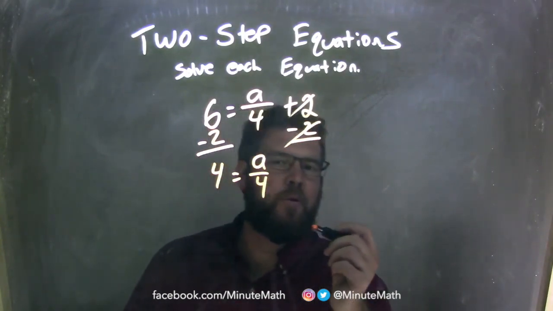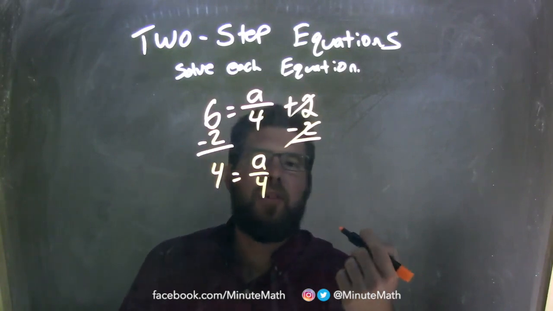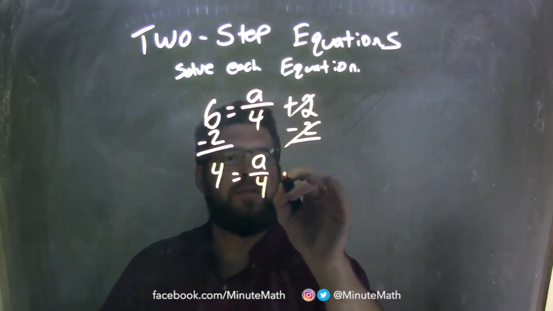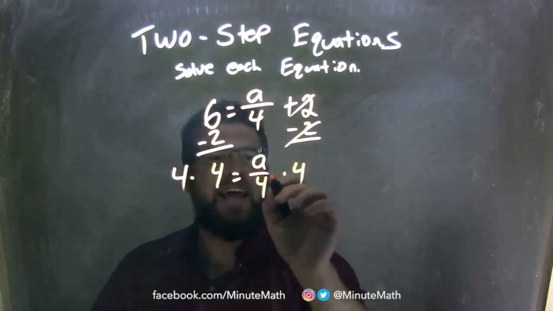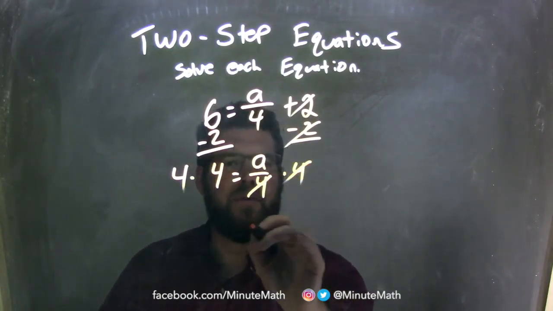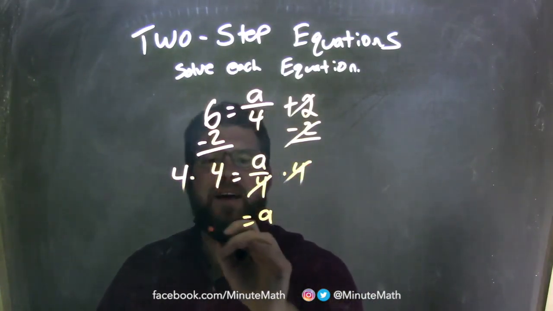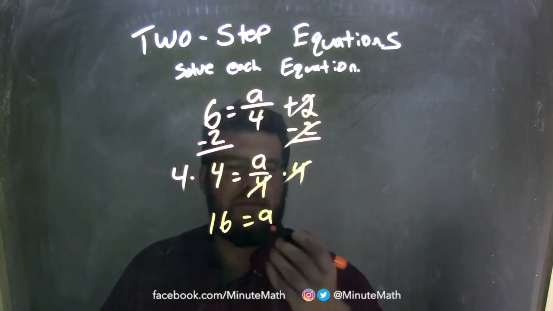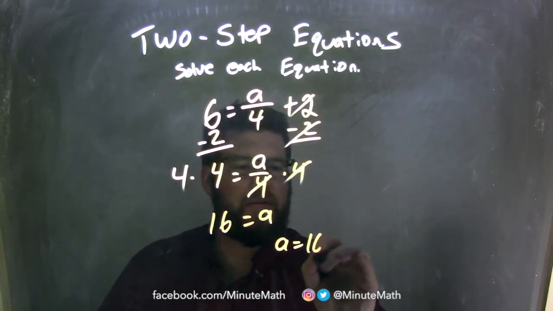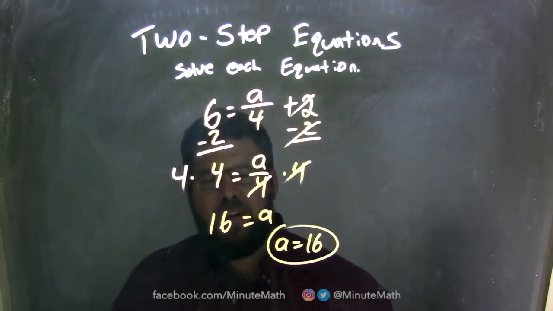Well, A over 4 is just division now. So I have to multiply 4 to both sides to get A by itself. 4's cancel, we're left with A here, and 4 times 4 is 16. Now I can write this much neater, nicer, and write it as A equals 16, but that is my final answer.